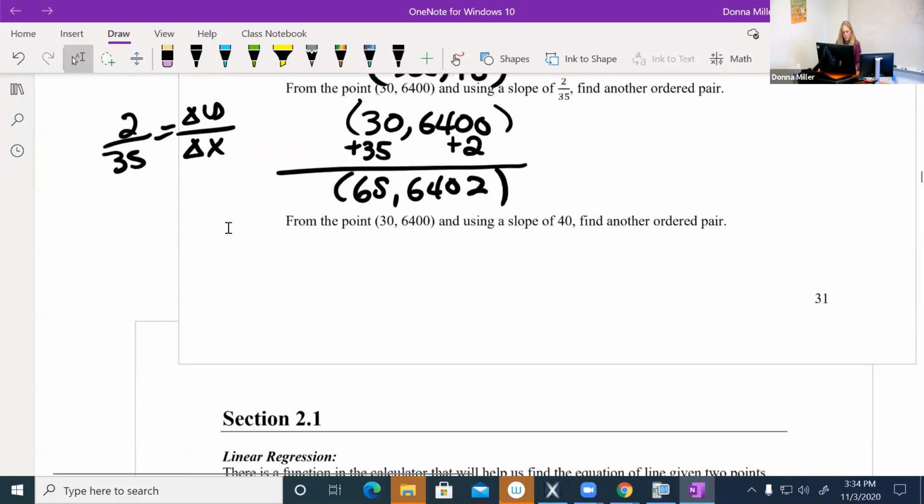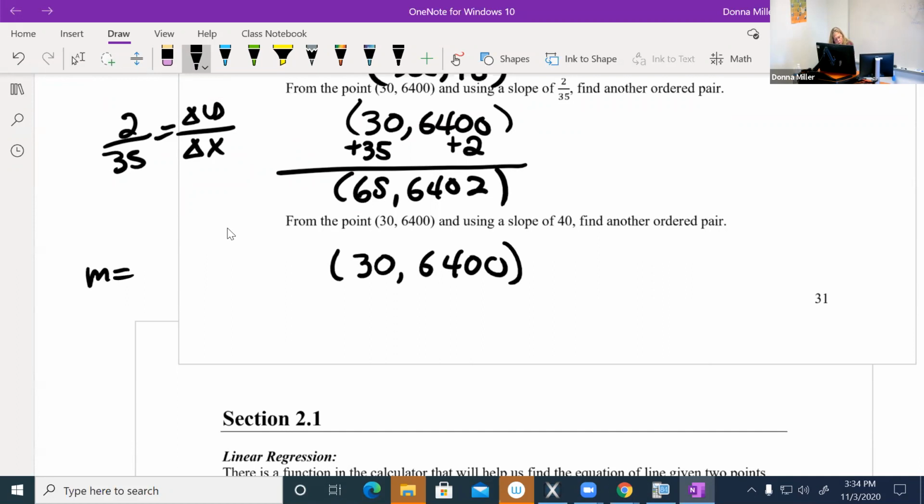All right, now, last one, and we're going to show you some calculator. All right, so 30, 6,400. Now the slope is 40. Now it's change in y over change in x.